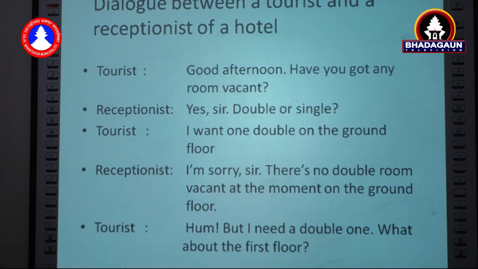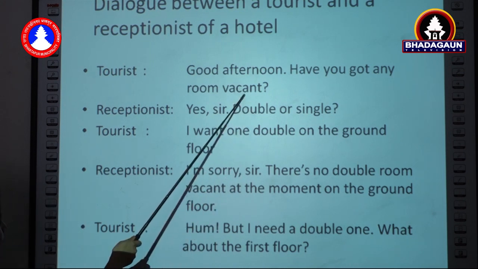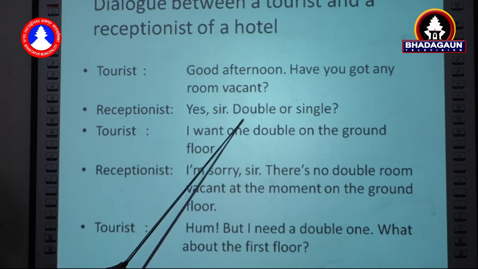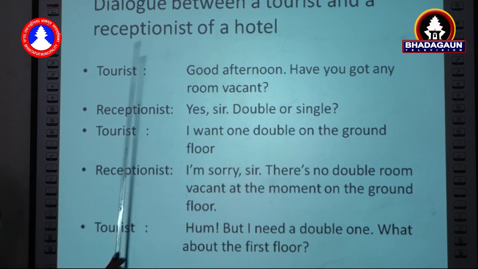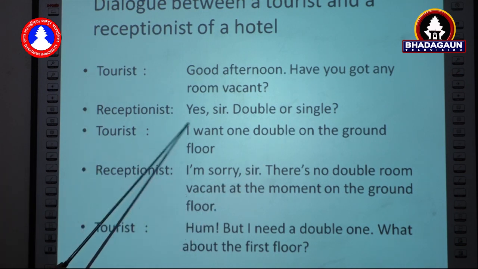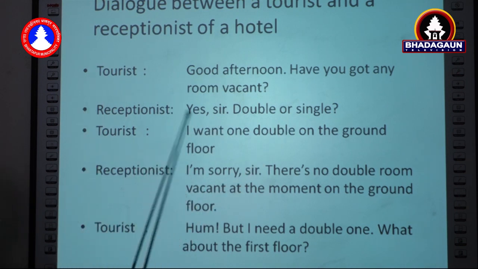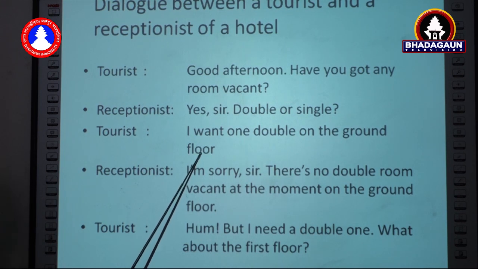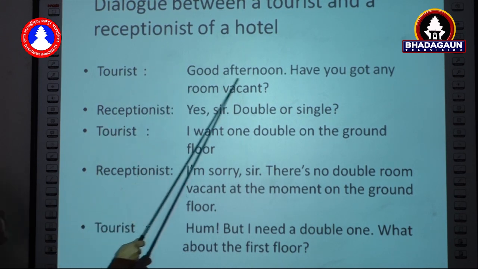Okay, so here a tourist says, Good afternoon. Have you got any room vacant? So that sounds polite. And the receptionist says, yes sir. Double or single? And tourist says, so that sounds very much polite. Tourist says, I want one double on the ground floor. Okay, so this is the starting of the dialogue.